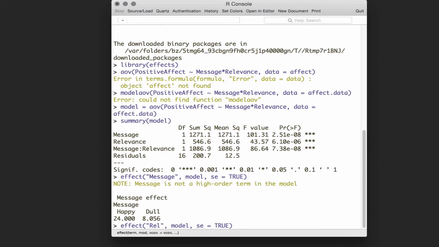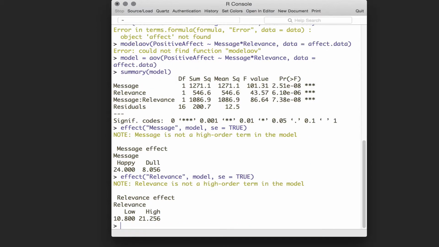And see, let's interpret our main effect of relevance. We see that the difference isn't as big as it is here, but people who have a low relevance message generally report lower levels of positive affect than a high relevance message. And again, this is the opposite way around to before.